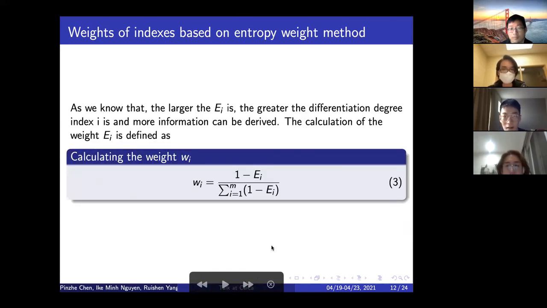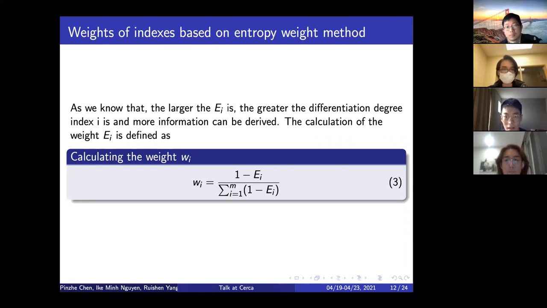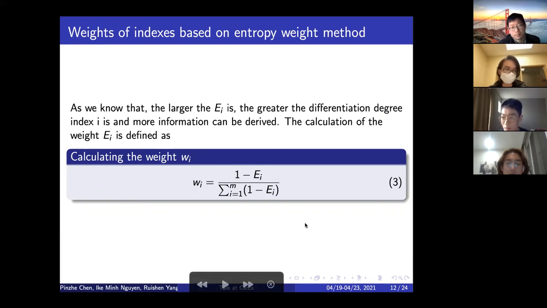As we know, the larger the entropy E is, the greater the differentiation degree of index i is, and more information can be derived. The calculation of the weight Wi is defined as the following. Using the equation, we get our weights, making sure that they are objective and scientific.